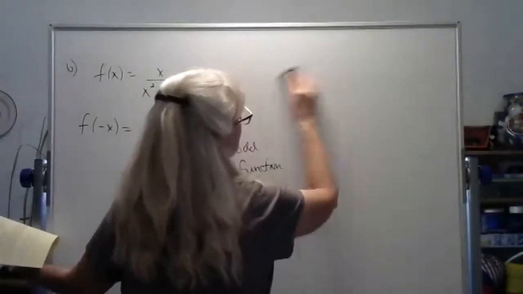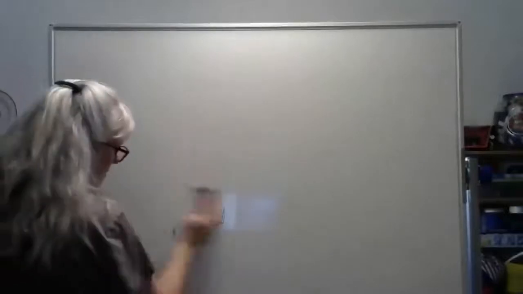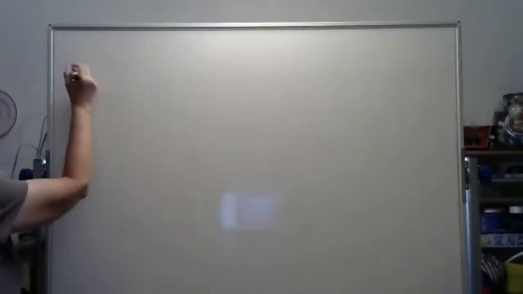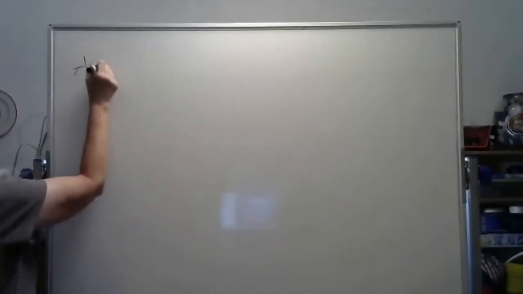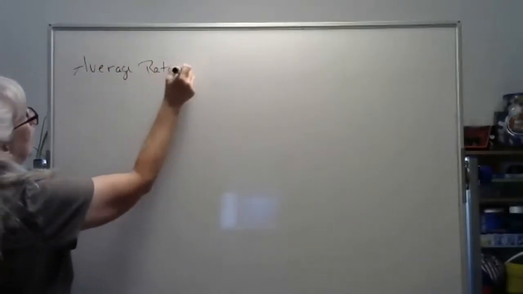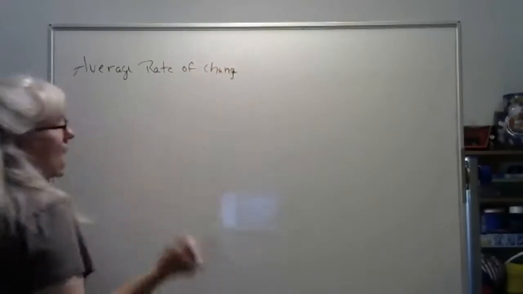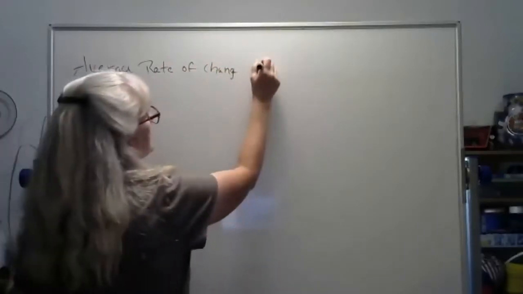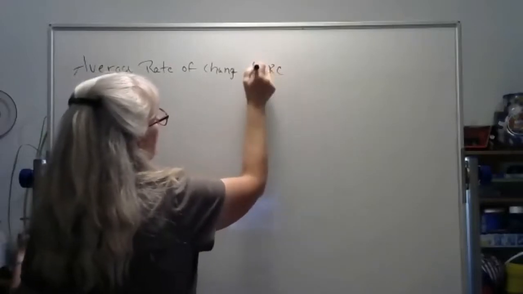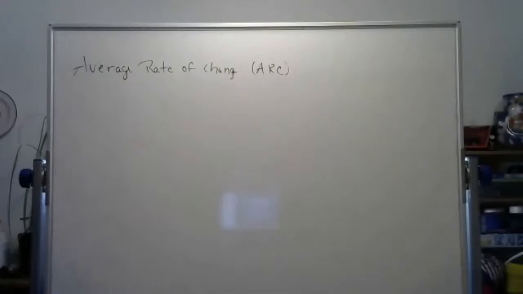Okay, the last topic in this section. There's a lot of different things that's kind of disjointed if you ask me, but they just throw it all together. Is average rate of change. Average rate of change, which I will abbreviate as ARC instead of writing it out every single time. So ARC stands for average rate of change in my world.